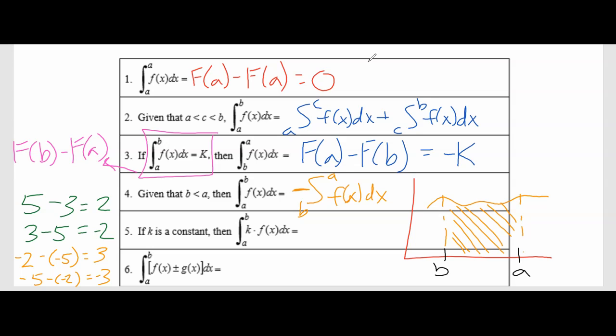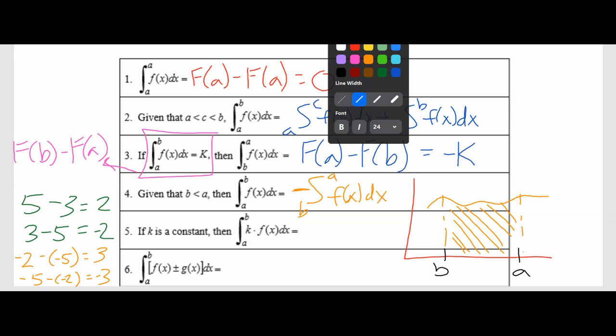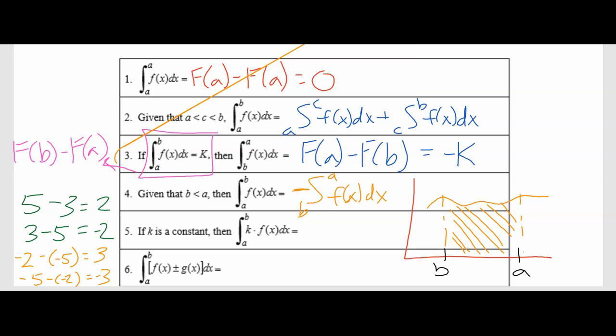So maybe it's easier for you to evaluate it going from b to a rather than a to b. That's fine. Do it that way. Just know that you just need to put a negative sign in front of your answer at the very end. Hopefully we see the relationship, though, between number 3 and number 4 here.